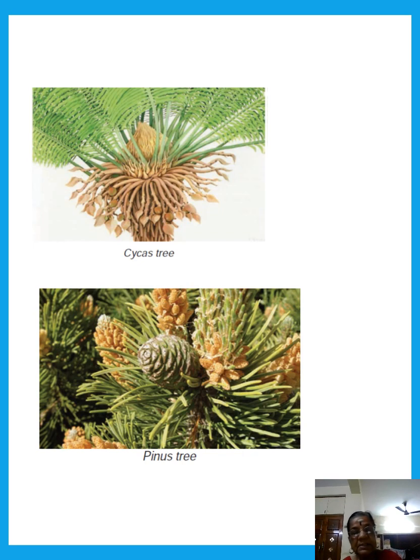Cycas is characterized by the presence of coralloid roots. Coralloid roots have nitrogen fixing bacteria. Okay? So this is an example for Gymnosperm, cycas and pinus. Okay. The next one.